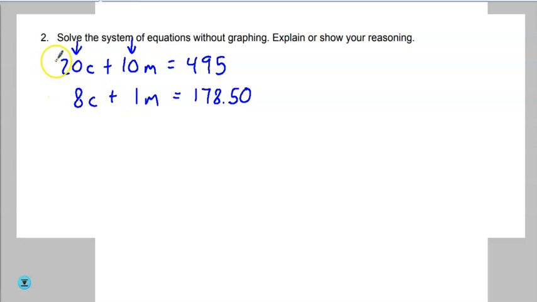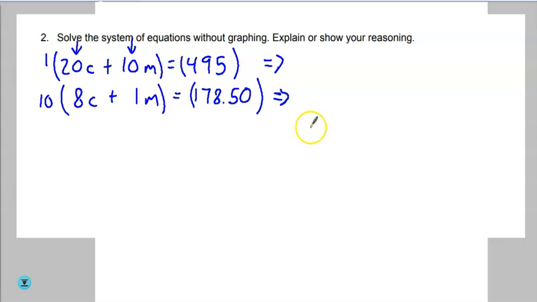You can choose either one of them, but you have to multiply. Remember, you multiply everything, both sides of the equation, by the same number. So I'm going to use the 10 and the 1. I'm going to multiply the bottom one by 10, the top one by 1. So go ahead, pause, and see if you can get those new equations from that.